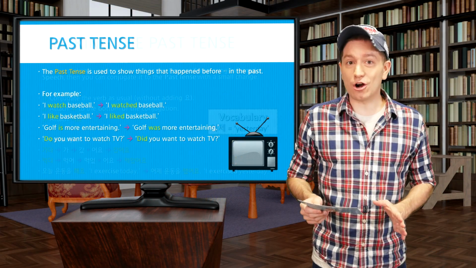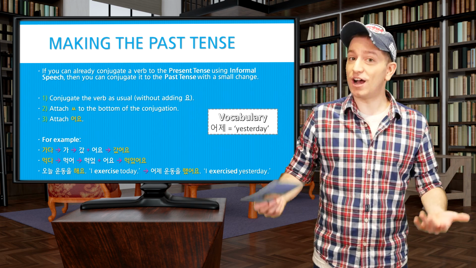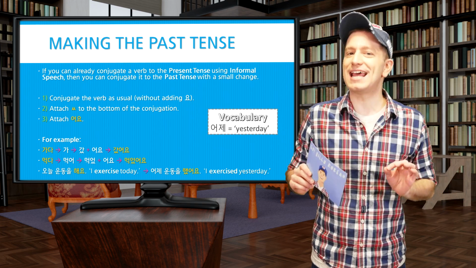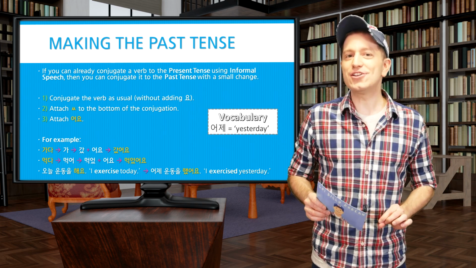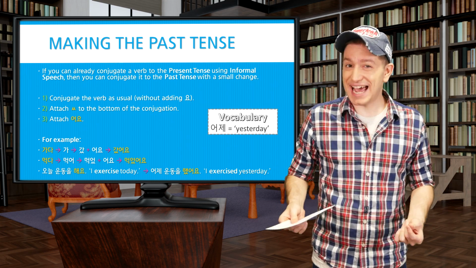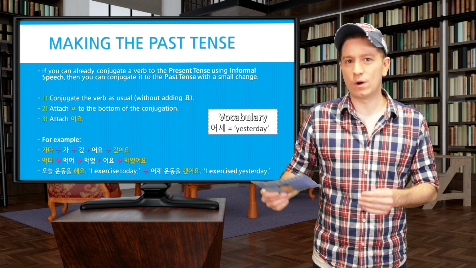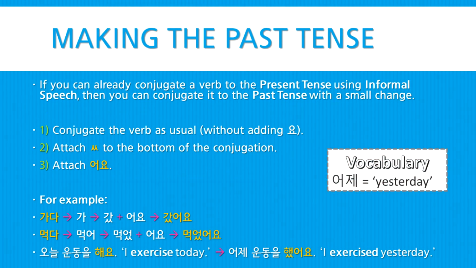Fortunately, if you can already conjugate the present tense that we've been doing this whole time, then you can conjugate the past tense just with an added step. First, conjugate the verb as normal without adding the yo to the end. Then attach a double 시옷 to the bottom of that, followed by 어요, and you're done. Here are a few examples. 가다 would become 갔어요. 먹다 would become 먹었어요.